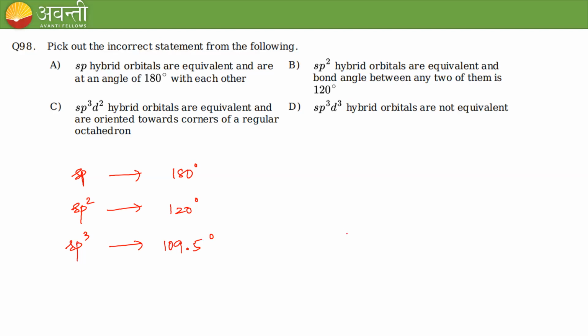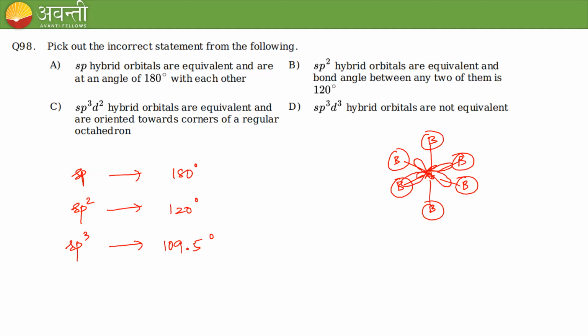So sp3d2 is a hybridization of the octahedral system, and those orbitals are also equivalent and they orient towards the corners of the octahedron. So if this is atom A, an octahedron will have 6 atoms around it, and let me take all these as atom B, and here all the orbitals will be pointed towards the atoms which are attached to A. Okay, so they are pointing towards the corners. All the orbitals will be pointing towards the corners only. It will be like this and it will be like this.